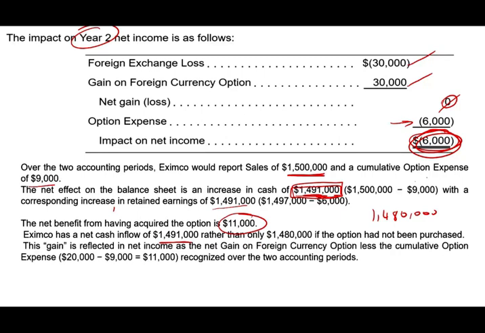Okay, as the net change on foreign currency less cumulative option expense. So we have 20,000 on the currency. We did good on the currency, but we had to pay 9,000. So we did good on selecting our investment. We had a gain on the foreign currency option, but the cost of the foreign currency option was 9. So 20 minus 9 equal to 11. So we made 11,000. We are better off $11,000 over two accounting periods by having this option.